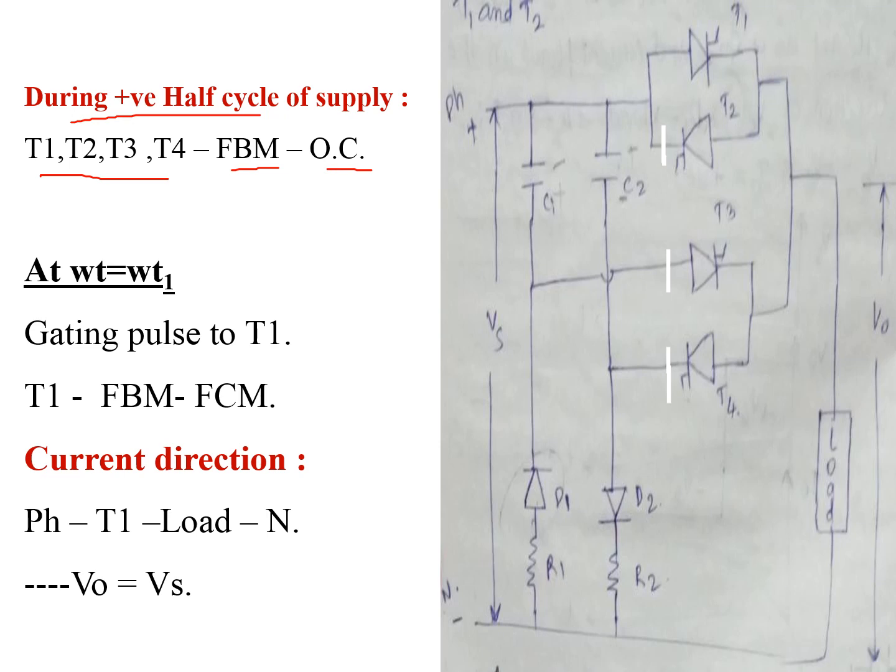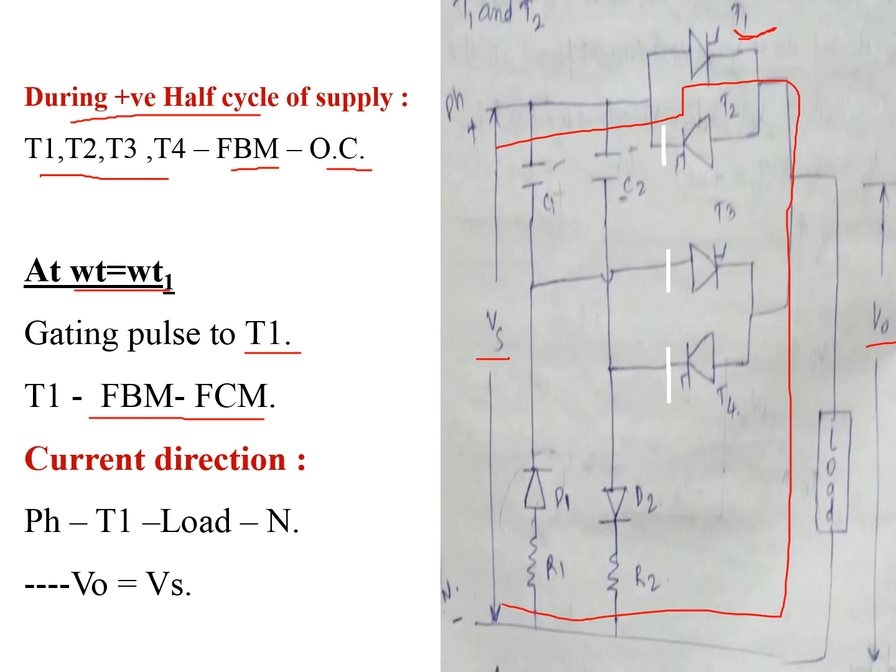At omega t equal to omega t1, apply the gating pulse to thyristor T1. By applying the gating pulse, T1 comes from forward blocking mode to forward conducting mode, and it acts as a short circuit. There is a path for current from supply to load in the direction phase, thyristor T1, load, neutral, and the total supply voltage appears across the load, that is, V0 is equal to Vs.